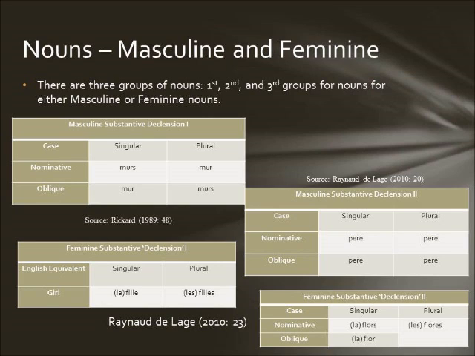If we look at masculine for the second declension, we have père, where there are no variations, it's simply P-E-R-E. If we look at feminine, we have la fille and les filles, which is very similar to what we have in modern French now. It's identical.